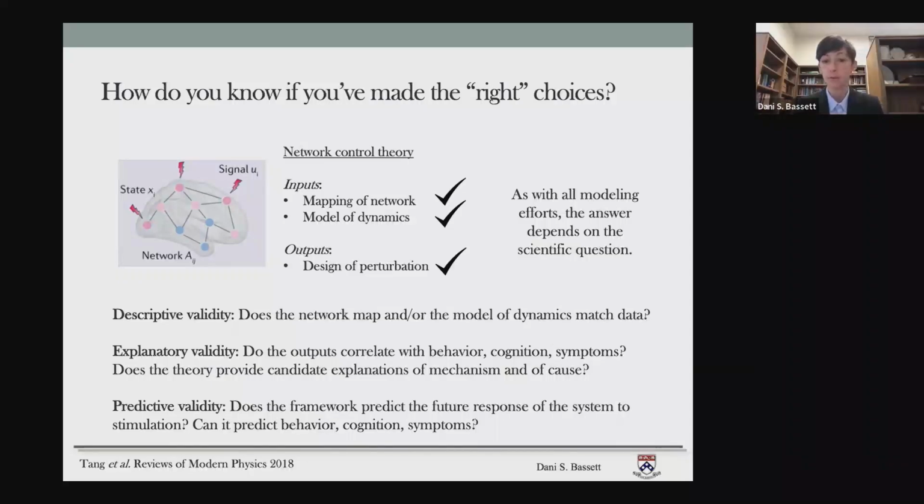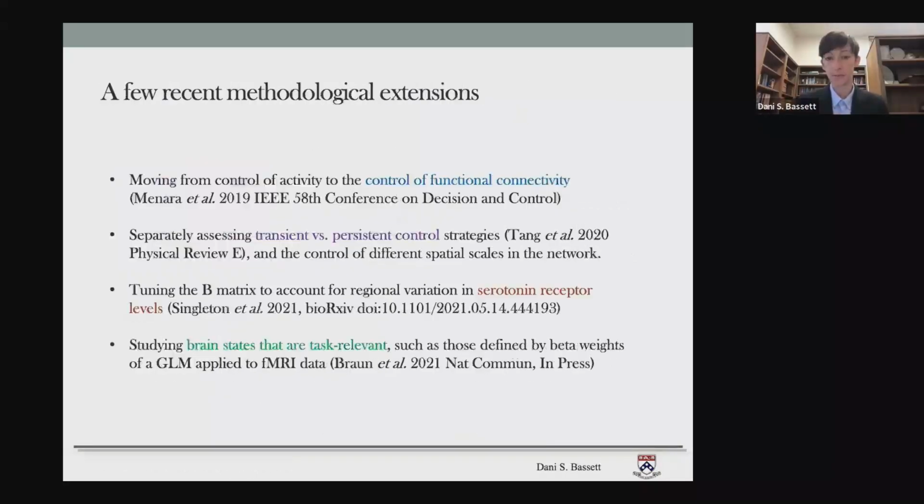The first is descriptive validity. Does the network map and/or the model of dynamics match the data? If they do, then you have descriptive validity. What about explanatory validity? Do the outputs correlate with behavior, cognition, and symptoms? Does the theory provide candidate explanations of mechanism and of cause? If yes, then you have explanatory validity. And lastly, predictive validity. Does the framework predict the future response of the system to stimulation? Can it predict behavior, cognition, and symptoms? If the answer is yes, then you have predictive validity.